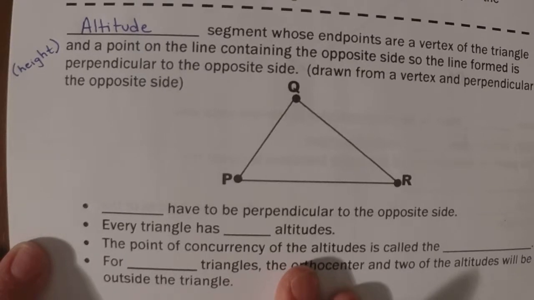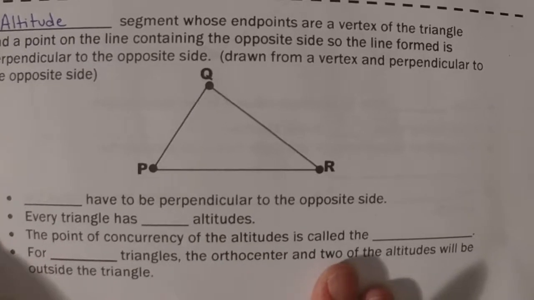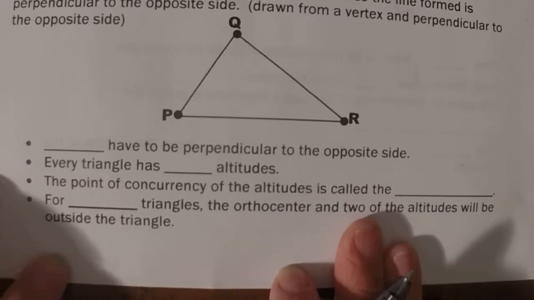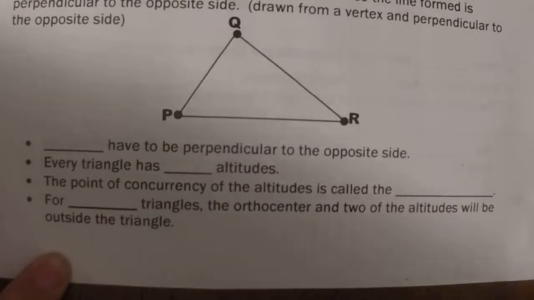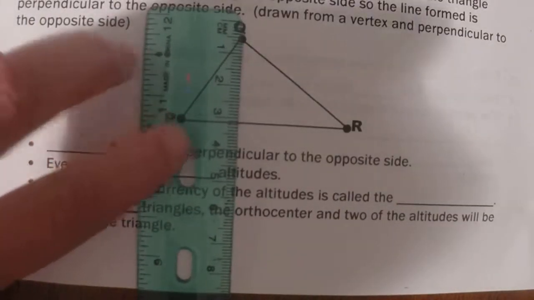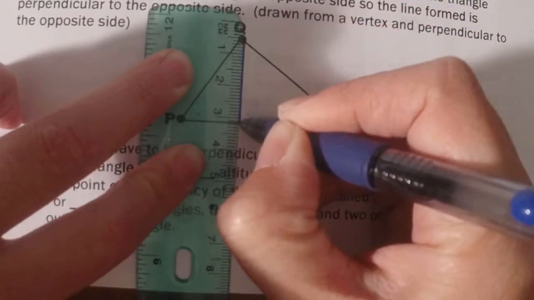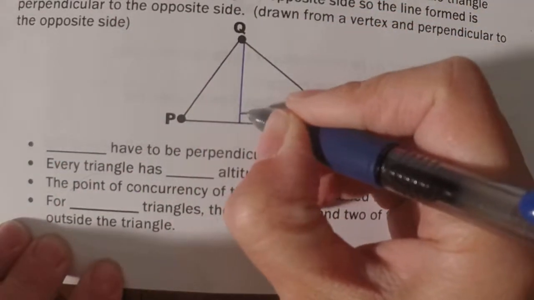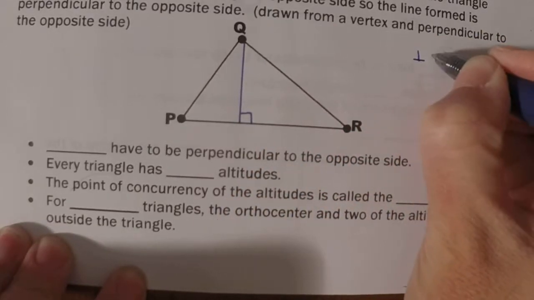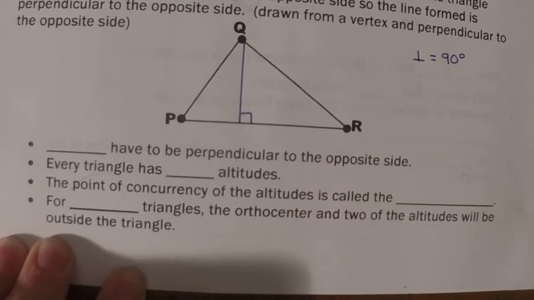Okay. So if we wanted to draw the height, it has to go from the vertex so that it creates a perpendicular line. So I'm going to scoot this up just a little bit. I want to try to make the best right angle I can. So we would draw from Q straight down so that this is perpendicular. Again, remember, perpendicular means that it equals 90 degrees, or it forms right angles.